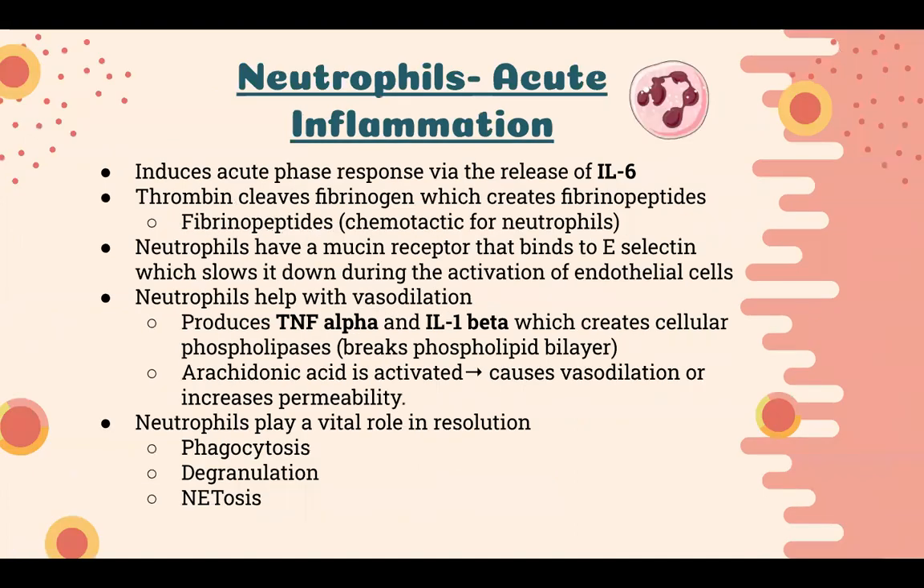Neutrophils in acute inflammation. Additionally, the liver produces fibrinogen, which is cleaved into fibrin and fibrinopeptides by thrombin. Fibrinopeptides are chemotactic for neutrophils. Neutrophils also play a role in the activation of endothelial cells. With the upregulation of E-selectin, neutrophils can bind via their mucin receptors.